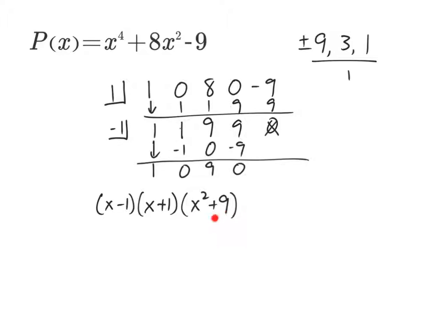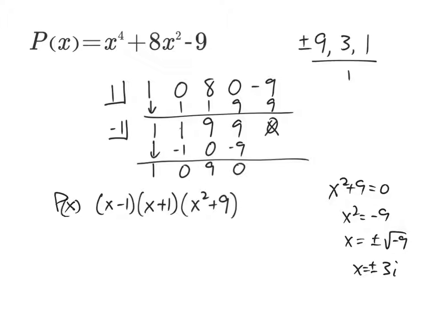Now this guy right here is an irreducible quadratic, mainly because if I solve him, subtract 9, you end up getting imaginary solutions, because the square root of negative 9 is 3i. Which means that this right here will satisfy my first part, which is a set of linear factors and irreducible quadratics.